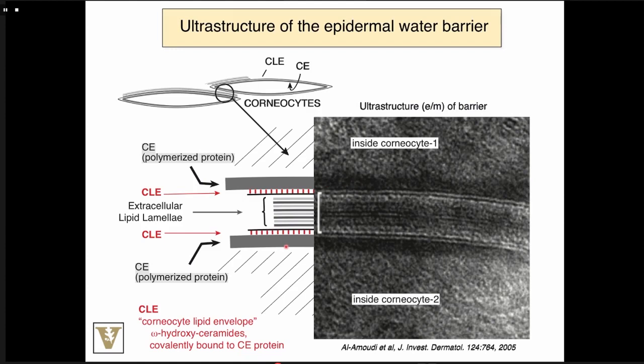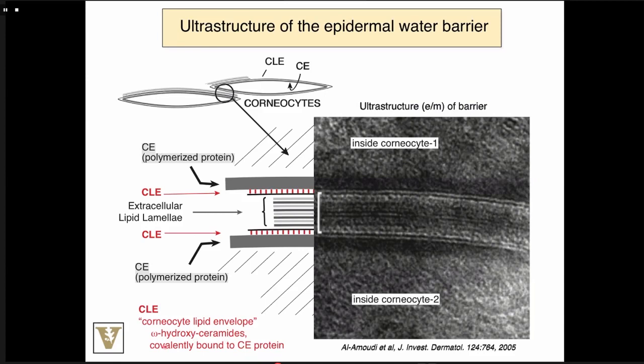corneocyte polymerized protein. And when we knock out the 12-hour-LOX or ELOX3 or this SDR enzyme or many of the previous enzymes, what's missing are these covalently bound ceramides in the structure. And you can imagine that they actually form a scaffold between the polymerized protein and the layers of lipids here. And when they're gone, the barrier structure is lost.